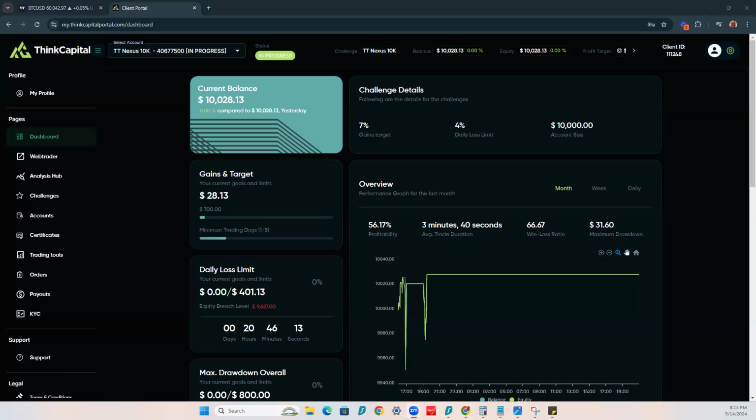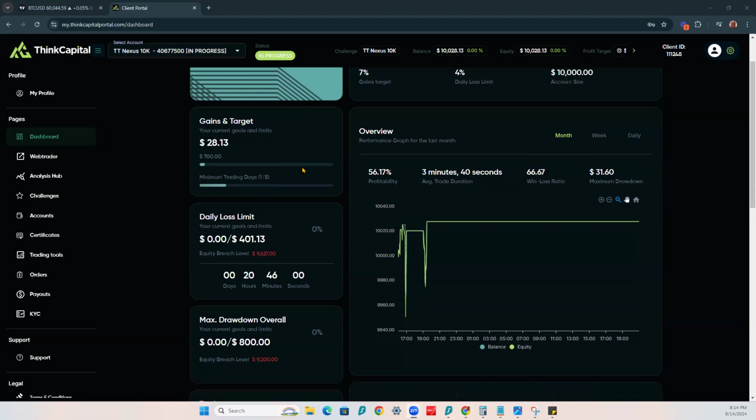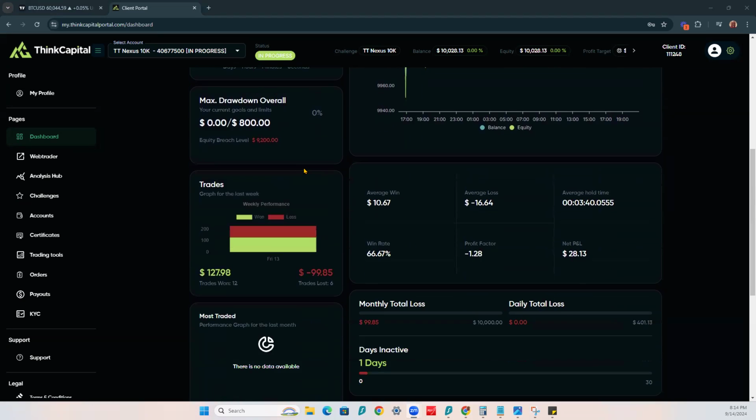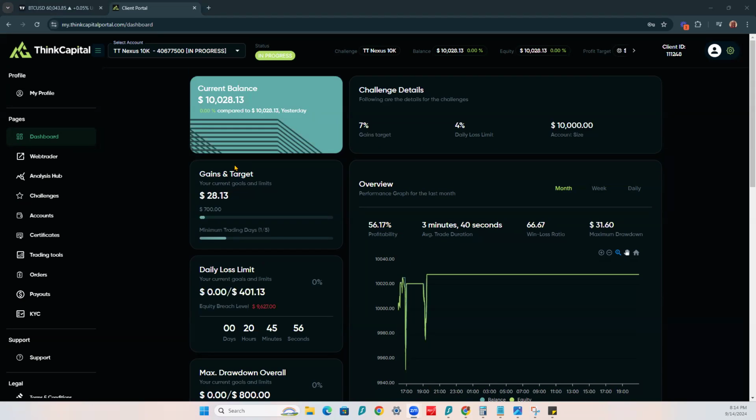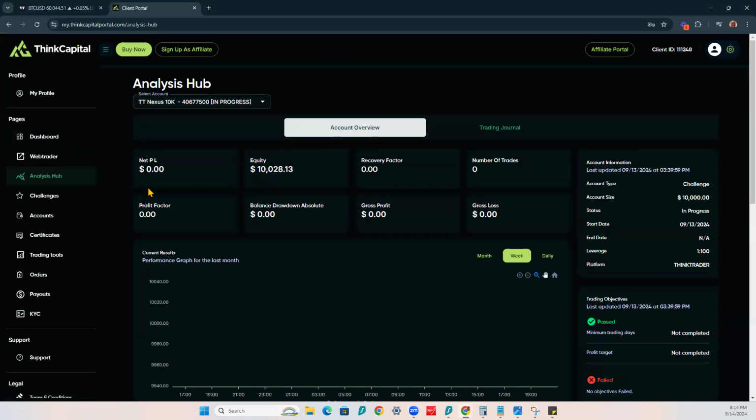Okay, so I went ahead and logged into my challenge account. Current balance right now is $10,028.13. I purchased a $10,000 challenge account, and already had some success with the challenge account, which is pretty nice. But let me show you the Analyst Hub. I like this back office because it breaks down everything. I mean, how many number of trades you take in, your greatest loss, your greatest profit.